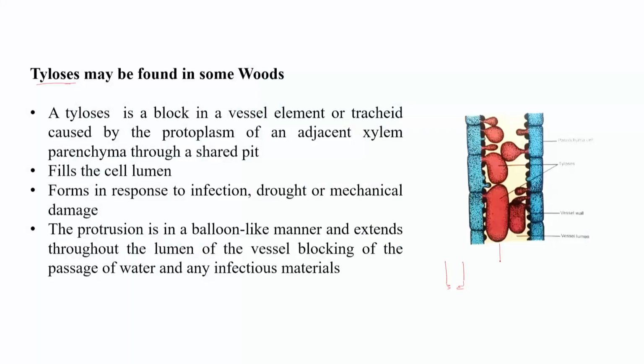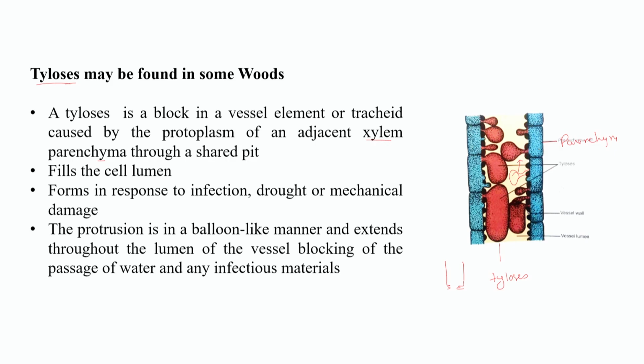They are known as tyloses, and they are protoplasmic extensions of adjacent xylem parenchyma. You can see here that this is the parenchyma, and this parenchyma enters and forms a balloon-like structure. This structure entirely blocks the vessel so that there is no further flow of water, no further flow of infection.